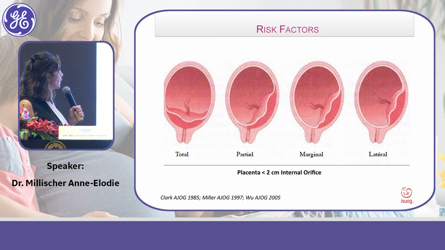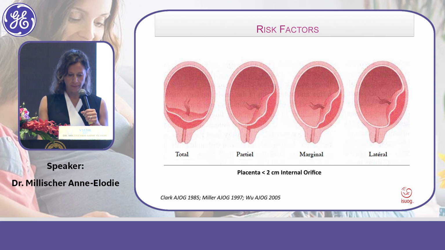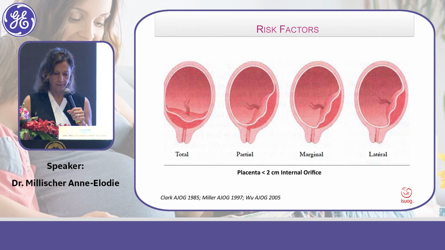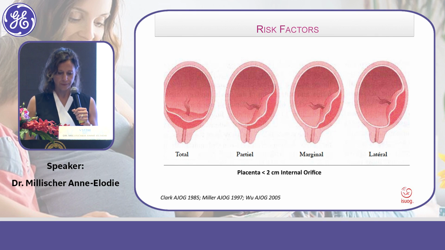It could be partial, marginal, or lateral, but all these placenta previa will lie inferior to 2 cm of the internal orifice. Nó có thể là nhau tiền đạo bám một phần thôi, hoặc là nhau bám mép, hoặc là nhau bám thấp thôi. Nhưng mà cái định nghĩa nhau tiền đạo là khi mà nó bám nhỏ hơn 2 cm tính từ lỗ trong của tử cung.